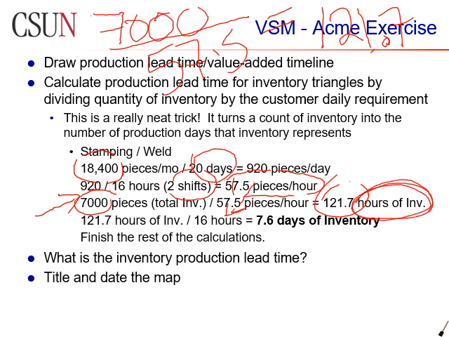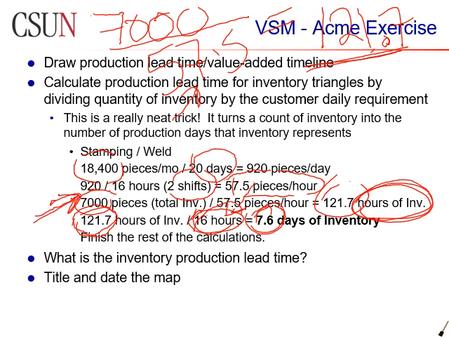How long does the company work every day? It works for 2 shifts, 8 hours each. So it works for 16 hours. So when we divide 121.7 by 16 hours, it turns out to be 7.6 days of inventory. In other words, the 7,000 pieces, when you consume 57.5 per hour, will last for 121.7 hours. And because you're working just 16 hours per day, this is equivalent to 7.6 working days.